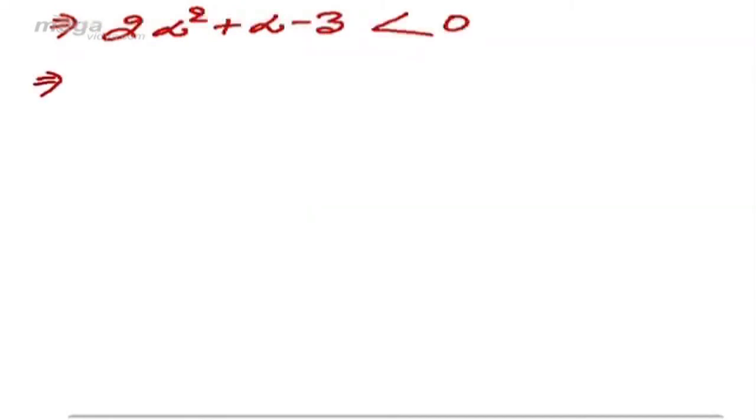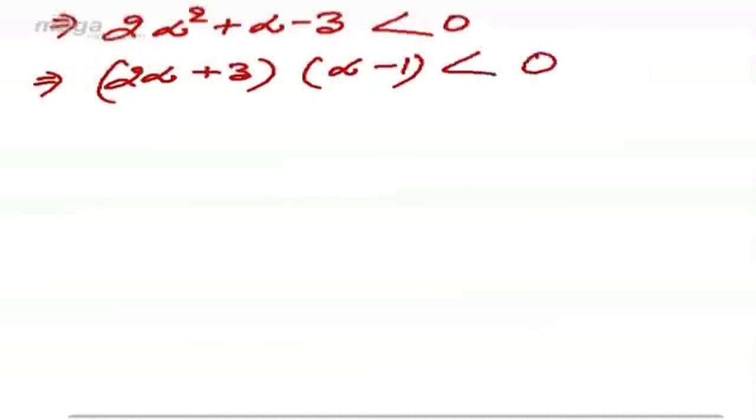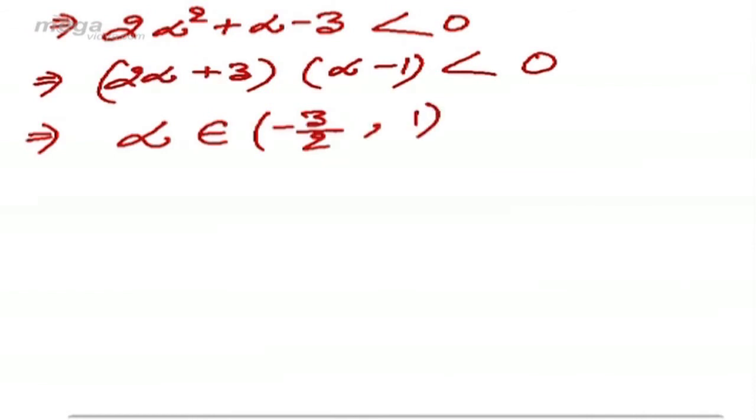Now we will factorize this one. So we will get (2 alpha plus 3) into (alpha minus 1) is less than 0. From here you will get alpha belongs to the open interval minus 3 by 2 to 1. This we will suppose as the fifth equation.